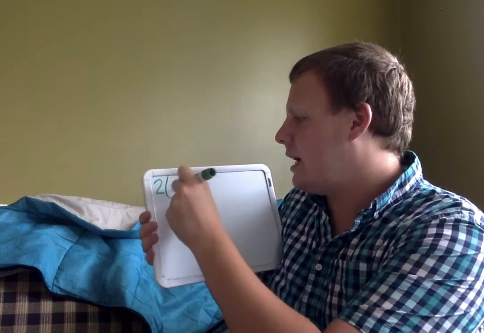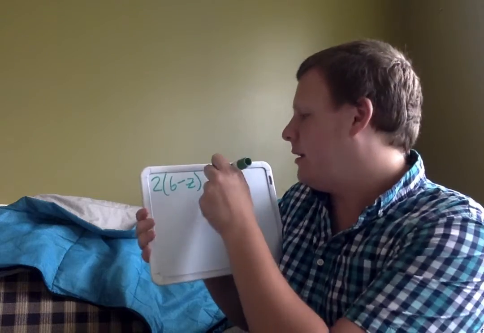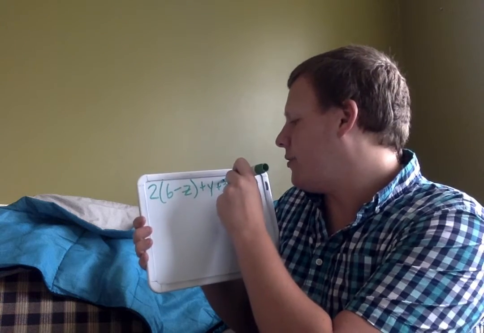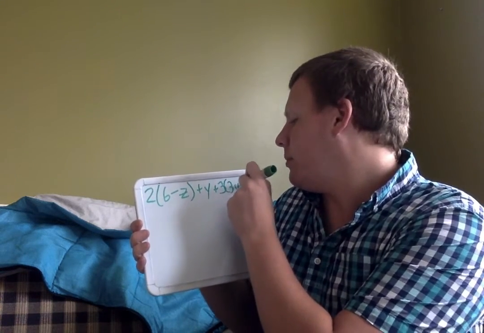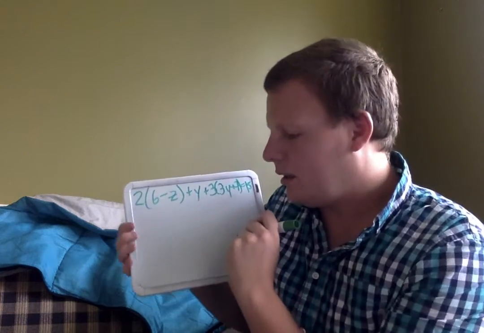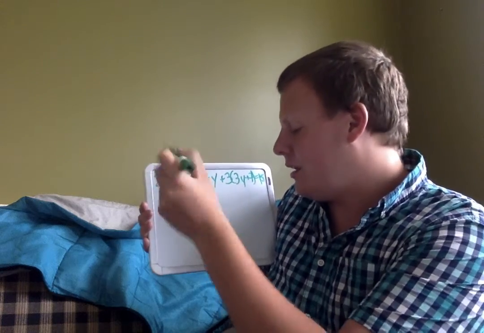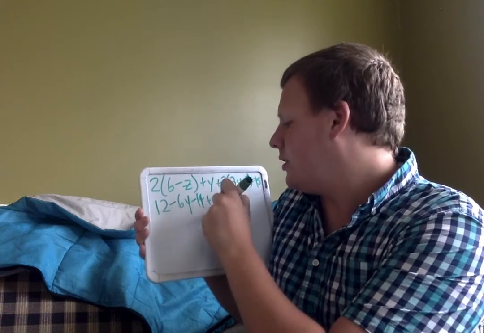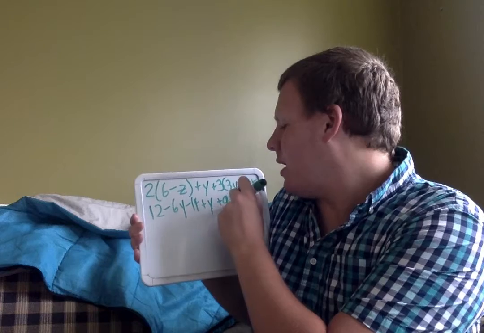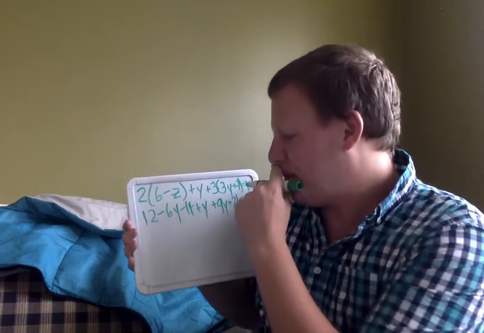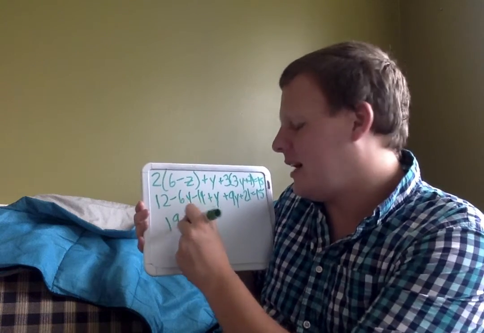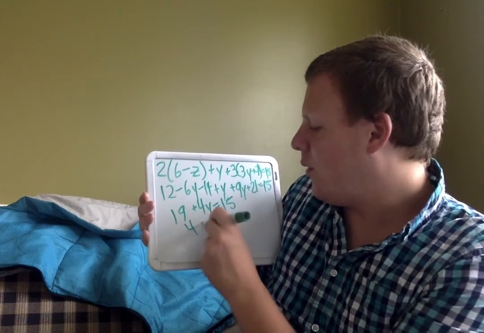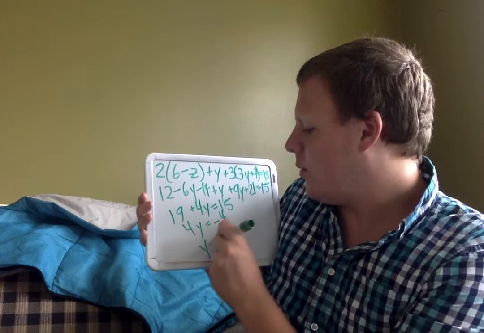So that will become 2 times 6 minus z plus y plus 3y plus 7 equals 15. Good, and then you're going to end up with, from the other substitutions you made, 12 minus 6y minus 14 plus y plus 9y plus 21 equals 15. Good, collect our like terms. We have 19 plus 4y equals 15. 4y equals negative 4. y equals negative 1.